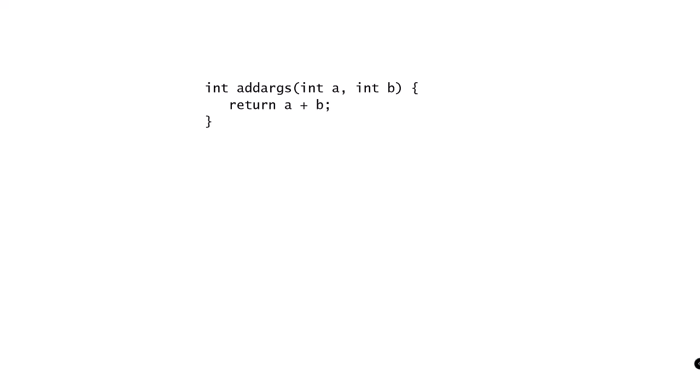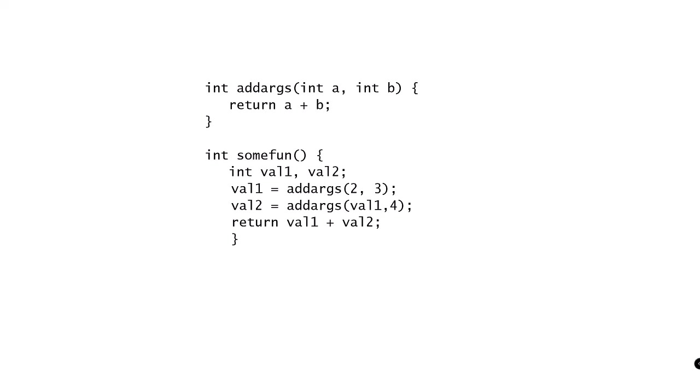Functions allow us to abstract pieces of code and to use them as building blocks in the design of programs. Here we have a simple function addargs that takes in two arguments, a and b, and returns their sum. We can use addargs in another function. We can call it twice with different arguments. In each case, addargs returns the values appropriate to those arguments.